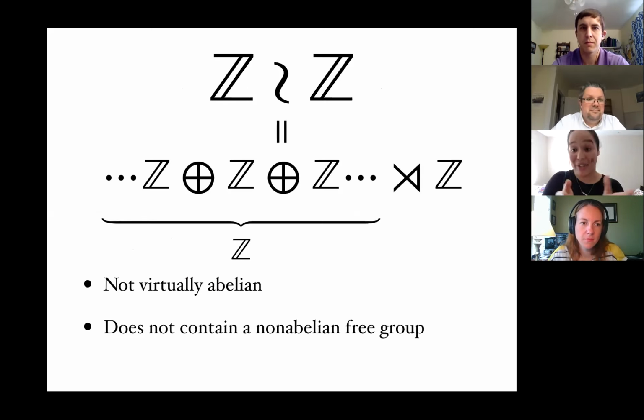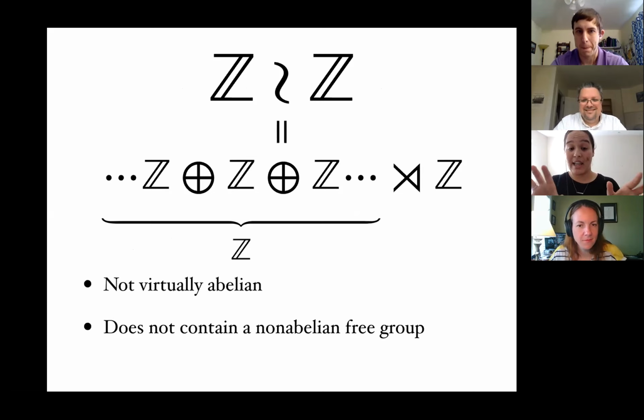And it might not look nice at first glance. So this is called Z wreath Z. It's a Z's worth direct sum of Z's with an action of Z on it by conjugation. And this is a group that is not virtually abelian, and it does not contain a non-abelian free group. But it also looks like this.